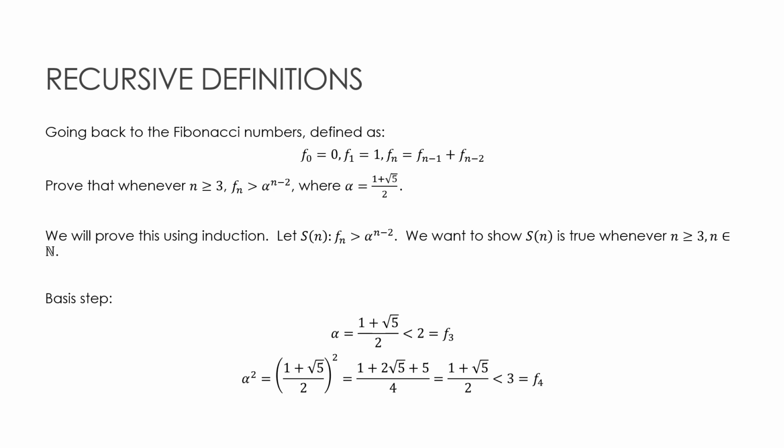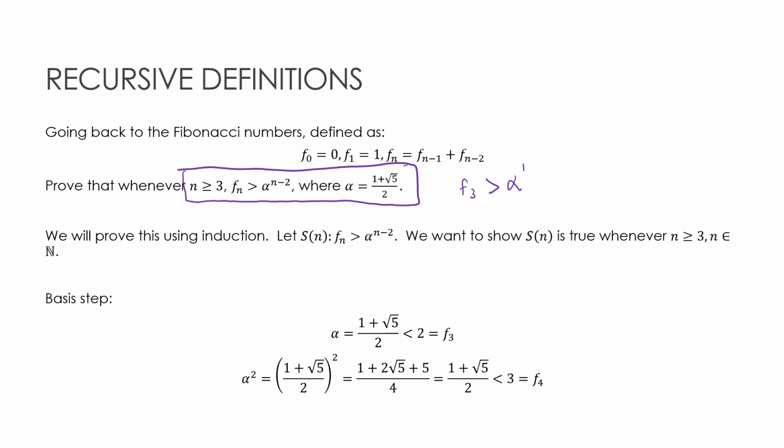So let's go back to our Fibonacci numbers, because this is one that you're going to see so often whenever we're dealing with recursive definitions and, of course, inductive proof. We define them recursively: we define the first two values, and then take the two values before it, which gives you the next value. What I want to prove is this statement: whenever n is greater than or equal to 3, f sub n, starting with the third number in the series, is greater than alpha to the n minus 2.